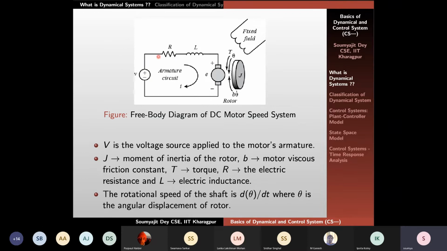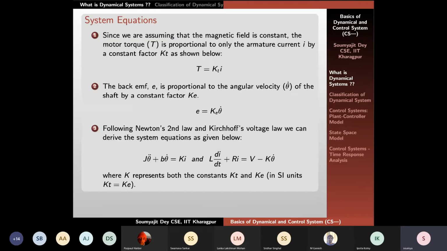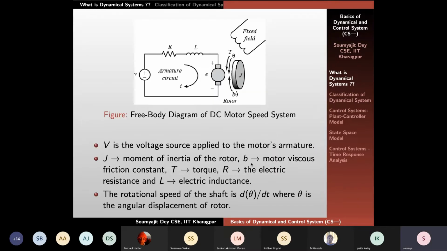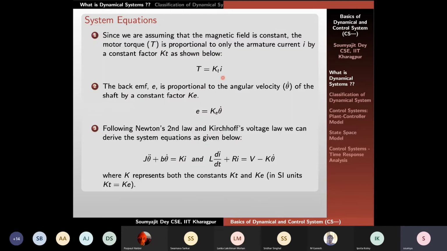So voltage minus the voltage drop here, R into i, minus the voltage drop across the inductor, which should be L di/dt, right? And that should be equal to what? These are the two voltage drops that are happening, right? So V minus these two voltage drops should equate with what? The back EMF value, and that's what we have. So V minus K theta dot, the back EMF, must equate these two voltage drops. Fine. Any question?